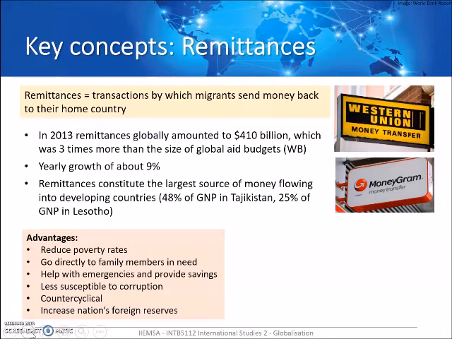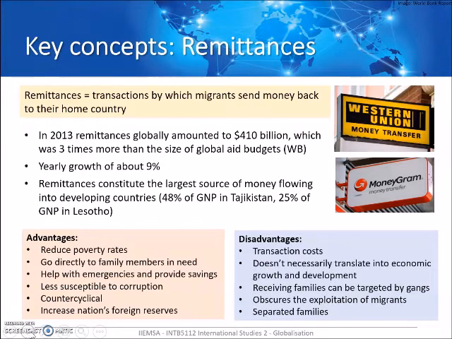So it can sort of counter that cyclical downfall, which can be really important in order to stabilize families. And what it also does, looking at it on a national level, it increases a nation's foreign reserves as well, right? So these are all advantages.